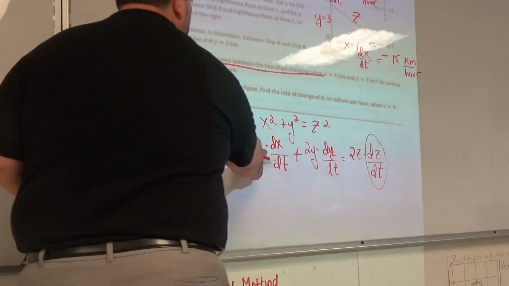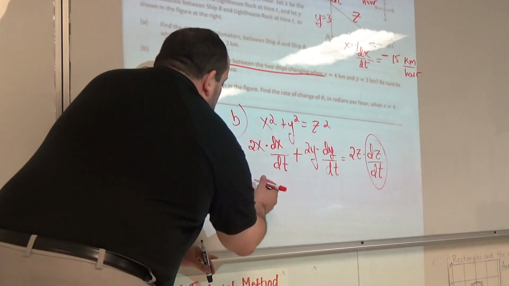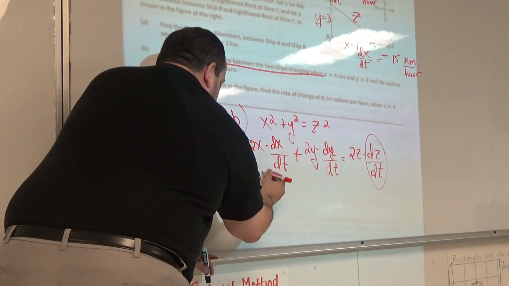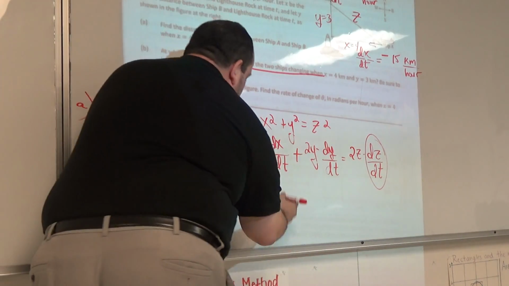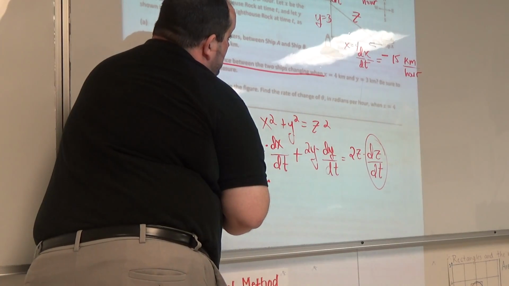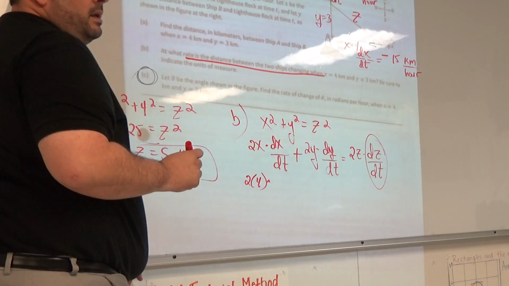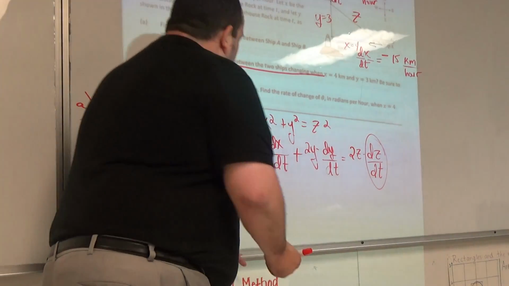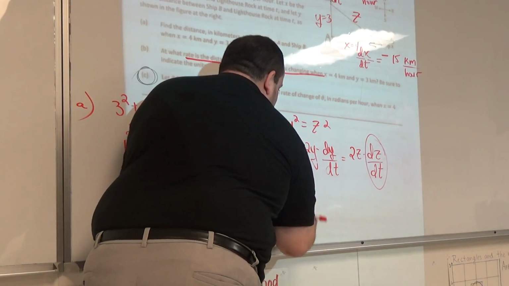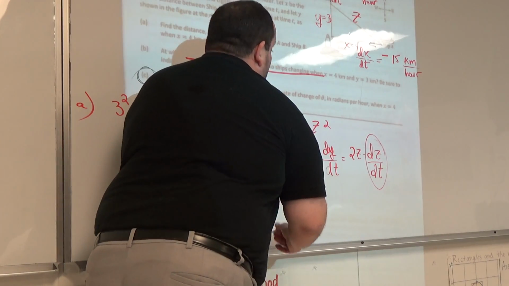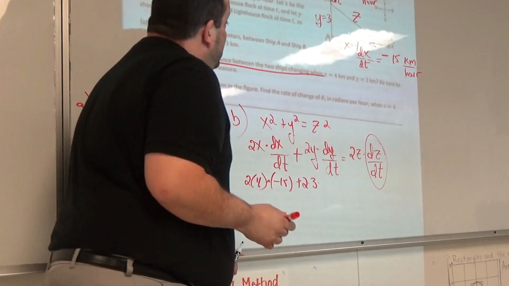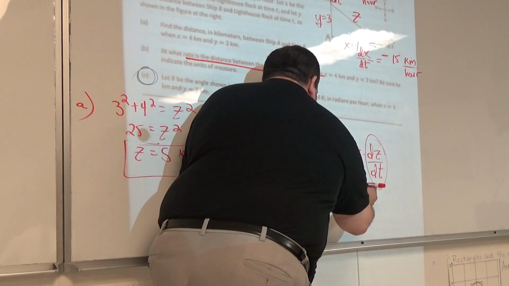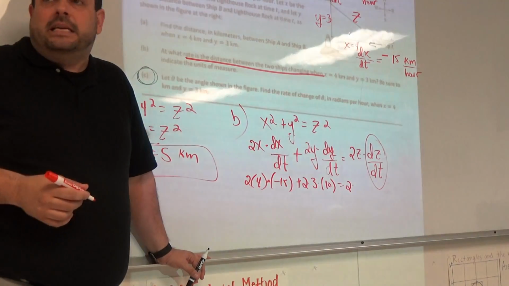So let's see, what's x? At this particular time, x is 4. So we've got 2 times 4 times dx/dt. Is it 15? No, that's 10. This is where I want you to be careful. dx/dt, look at your diagram. Negative 15. It has to be negative 15. Plus 2 times the y, which is 3, times dy/dt. What is that going to be? 10? Yes. Equals 2 times, now I need z.